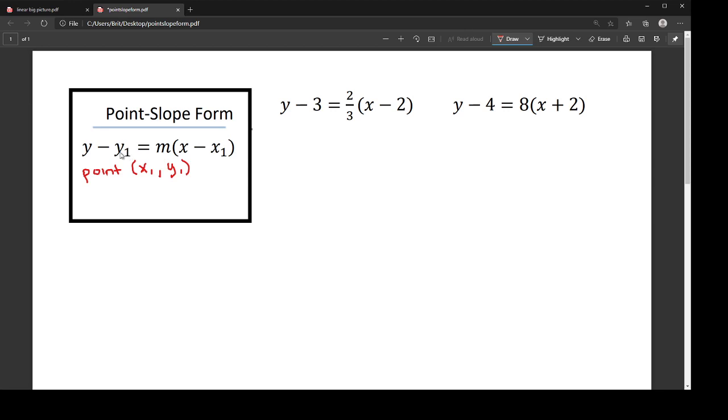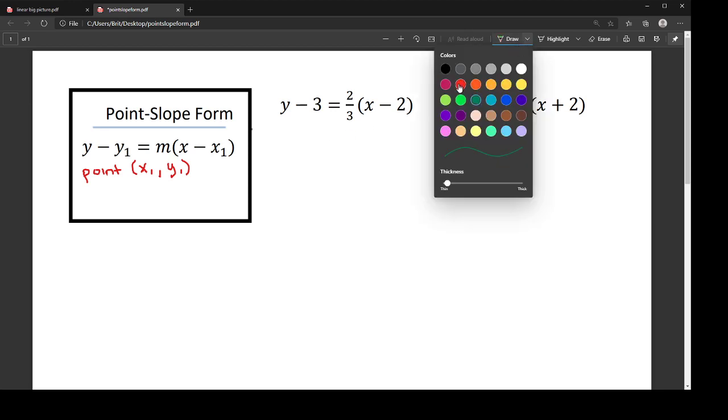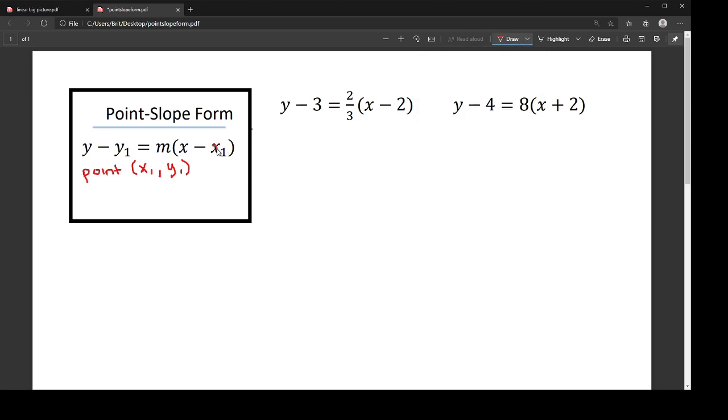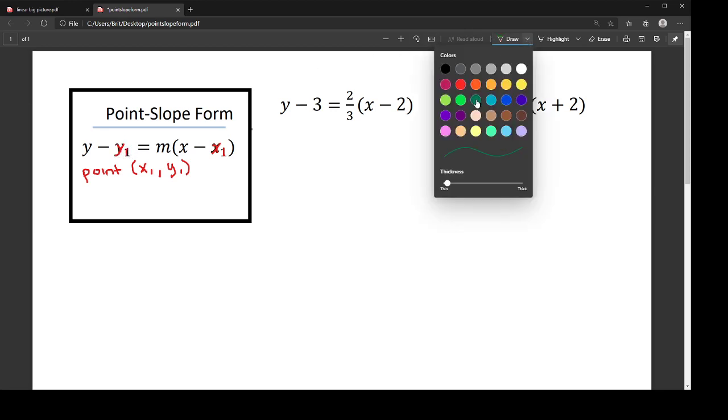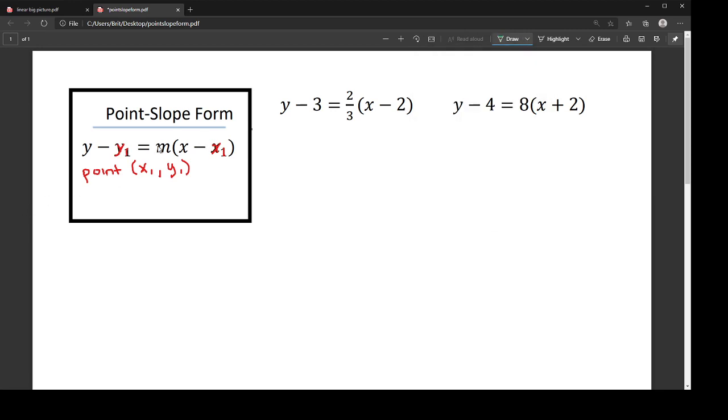Those little ones are not being multiplied to x or anything like that. They're just saying that this y value is different than this y value. So this x and this y both belong to the point x sub 1 comma y sub 1. I'm going to go ahead and color those in red. So x sub 1, y sub 1, just so you see that pattern. Now, just like in our slope-intercept form, the point slope also gives us our slope, which we talk about with the m value.